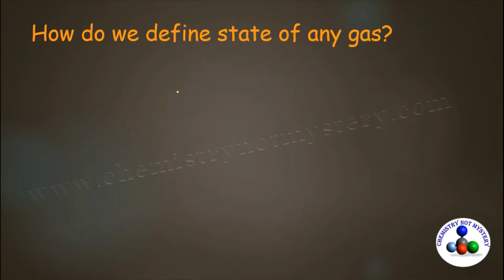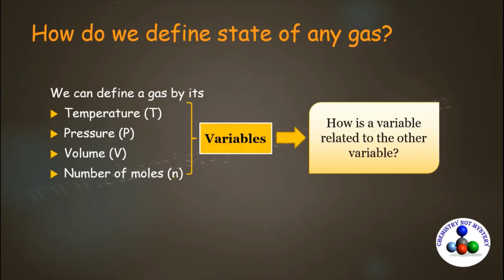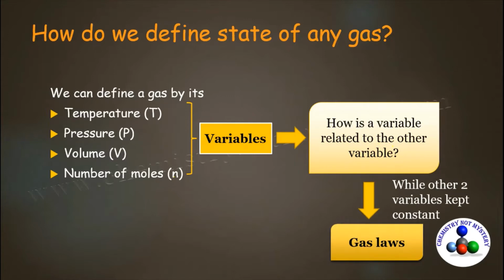To define the state of any gas, you have to define its temperature, pressure, volume, and number of moles. These are known as variables. These variables are related to each other. To find out the relation between any two variables, you have to keep the rest of the two variables constant, and the relation between two variables is given by the gas law.